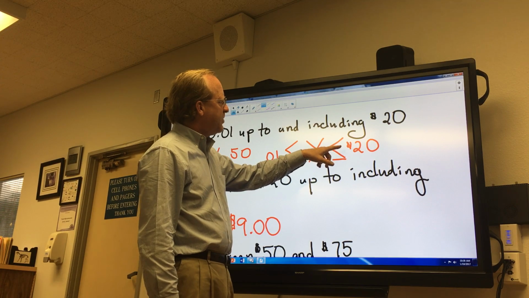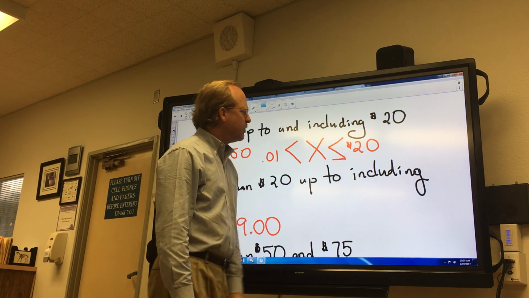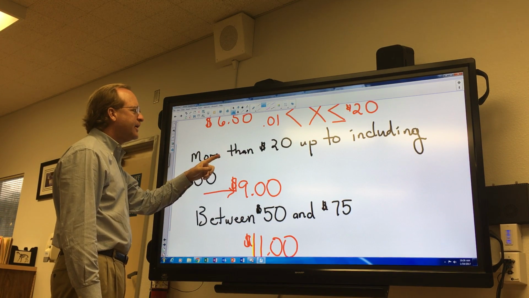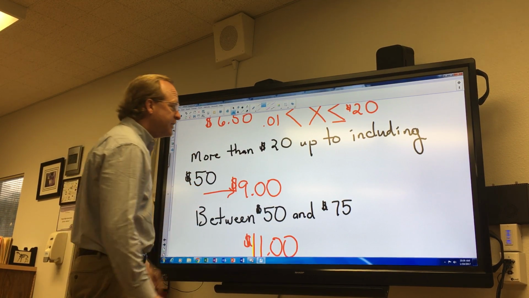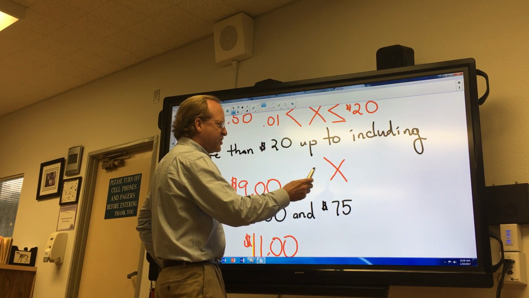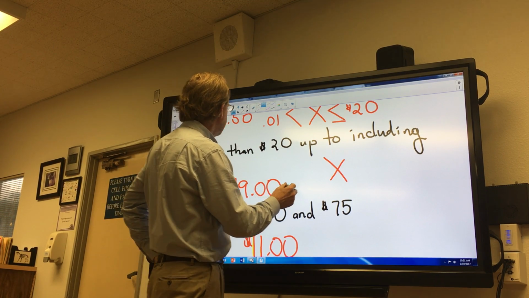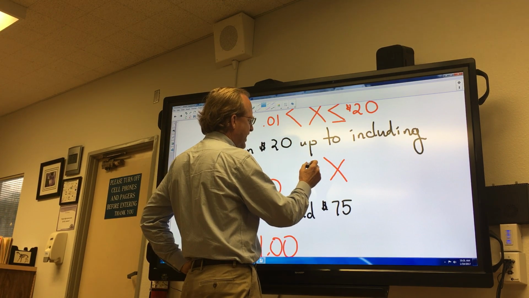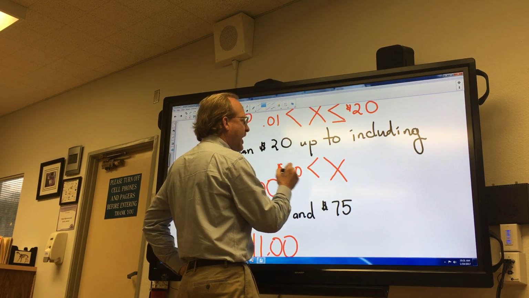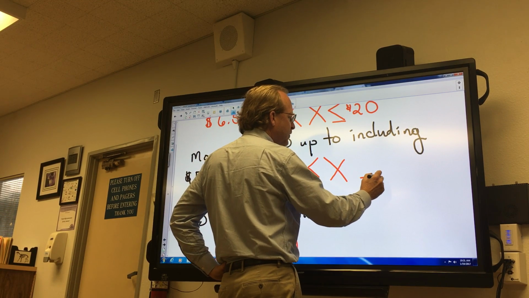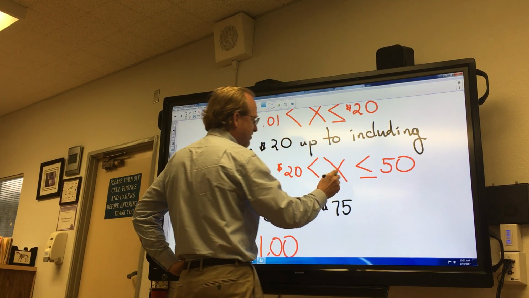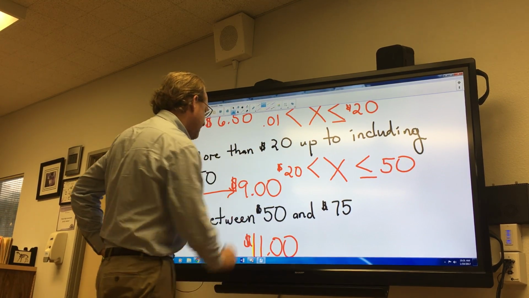And it's got to be smaller than or equal to 20. Next example, more than 20 up to and including 50. So it's $9. So x, the amount that we're spending, has to be more than 20. Okay, so x is bigger than $20 and equal to or less than 50. And if x is in that range, then you're getting charged $9.